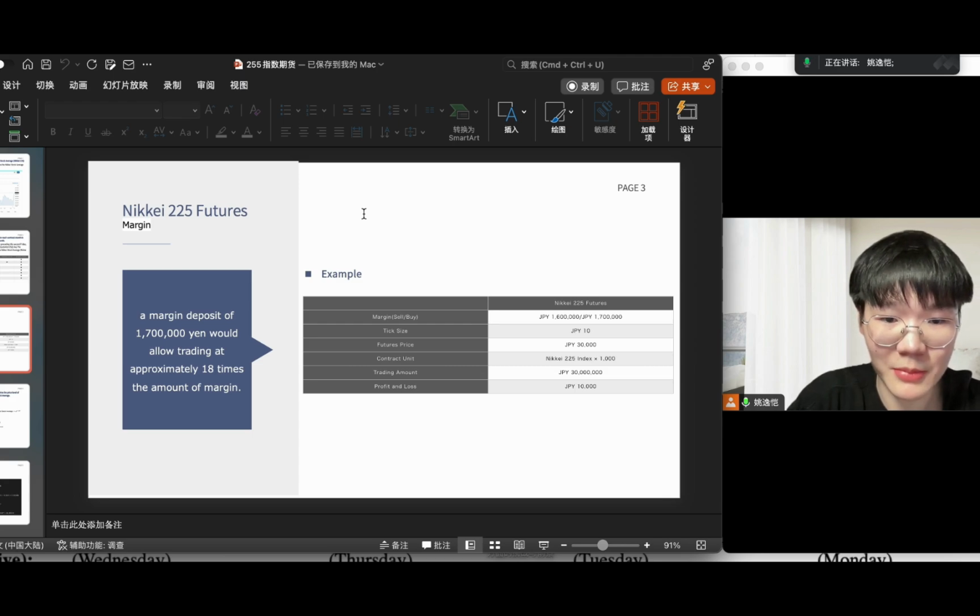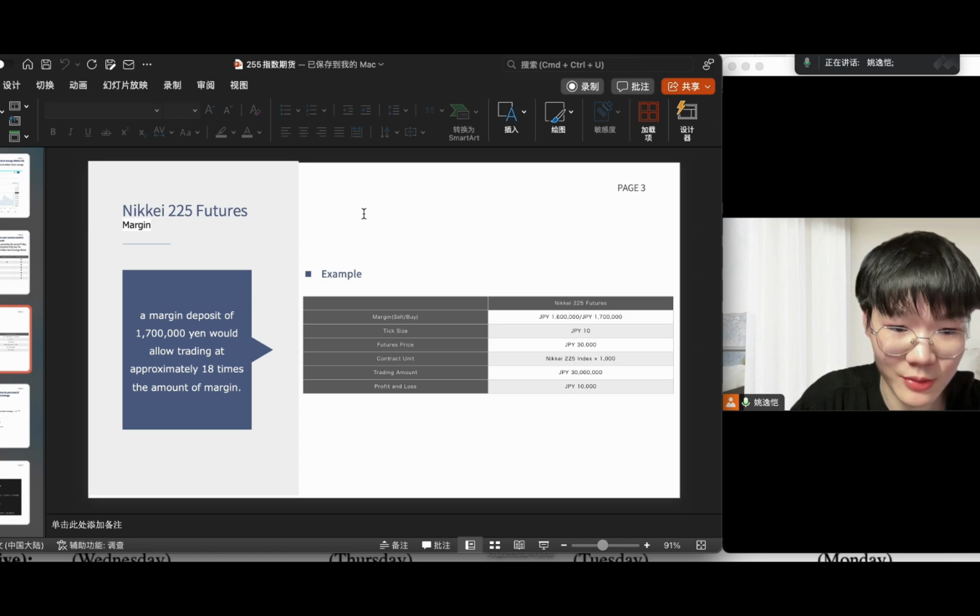Then I will talk about the margin in the index futures. So to trade the Nikkei 225 index futures, a margin deposit is required. The minimum price fluctuation is 10 Japanese yen. This is also called the tick size, and here is just an example. The profit and loss per tick is 10 points multiplied by 1,000 Japanese yen. So for example, if the futures price increased by 1 tick, traders holding long positions will gain 10 points multiplied by 1,000 Japanese yen, which is 10,000 Japanese yen.